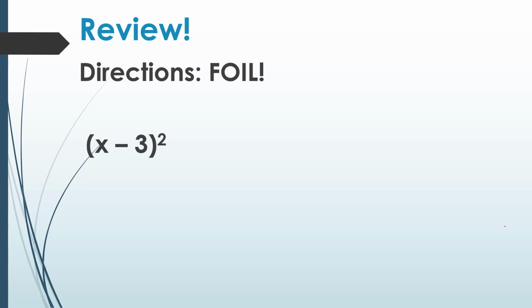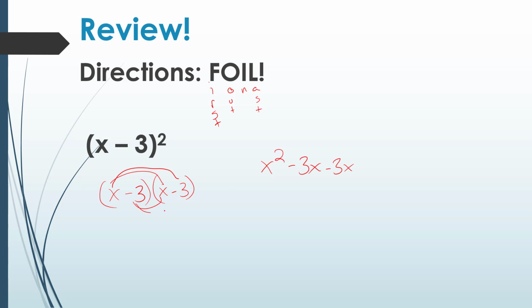Now, real quick, before we get too far into today, let's remember that we can FOIL. FOIL is first, outer, inner, and last. All right, x minus 3 is getting multiplied by x minus 3. So we want our first, which is x squared, our outer, which is negative 3x, our inner, which is negative 3x, and our last, which is positive 9.